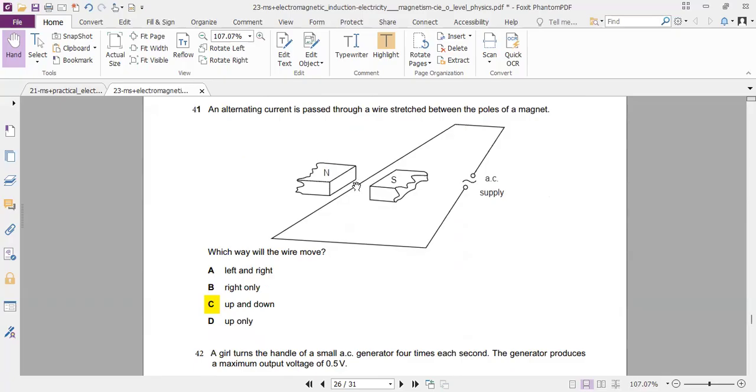So how should the wire move to produce this? Well, it should move up and down. Here's an axis. Actually, it is a motor. So when we have an AC supply, the supply will be switching, and the direction of current will be first coming this way and then coming this way. So once the coil is moving up, in the other half cycle the coil will be moving down, so it will be moving up and down.